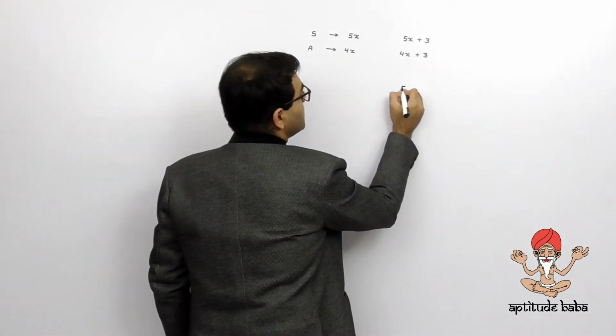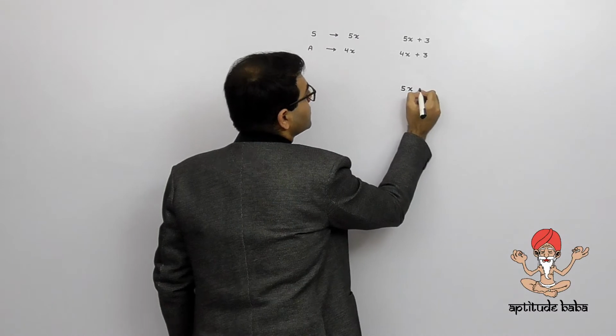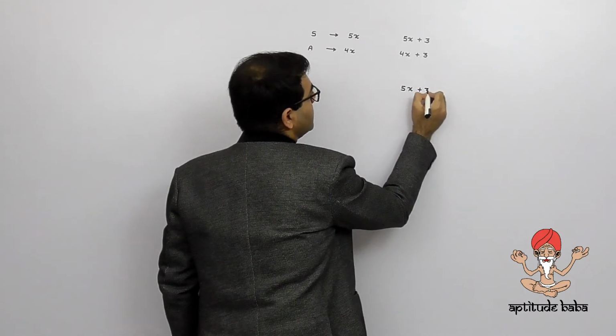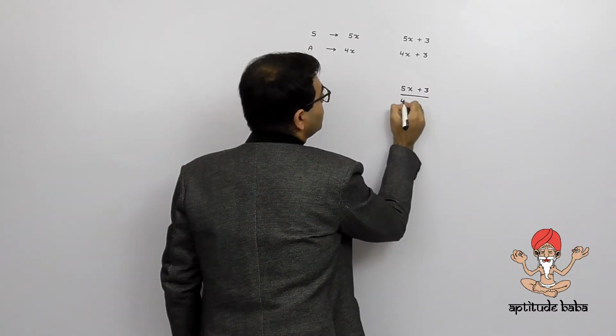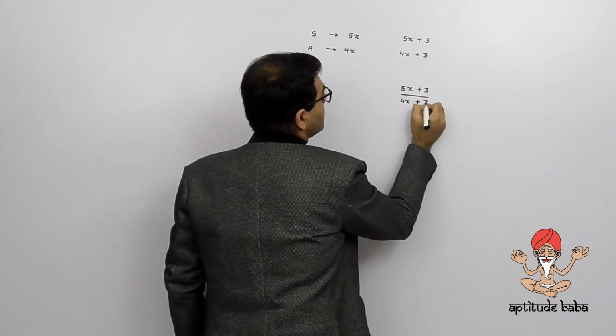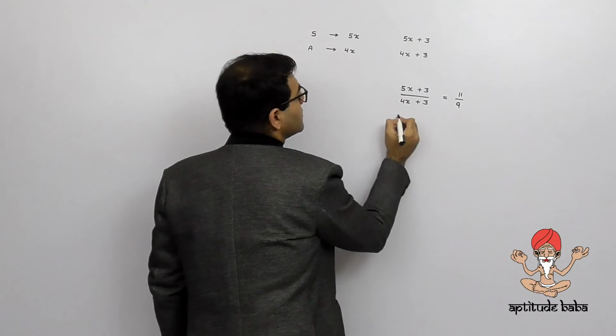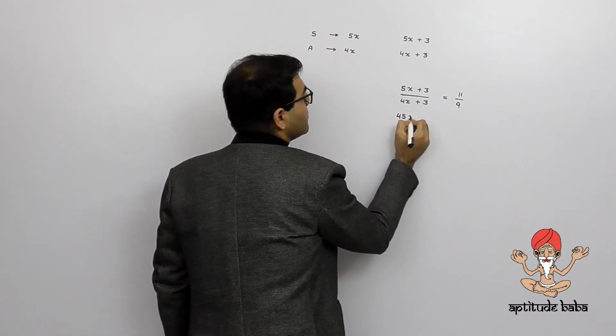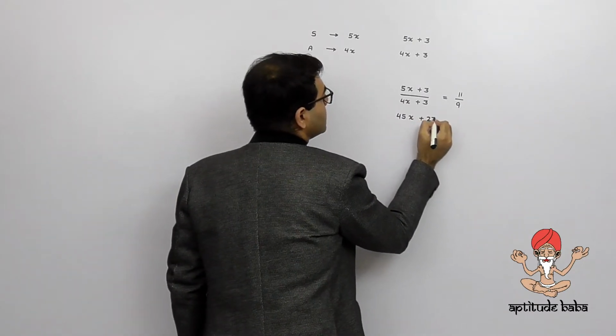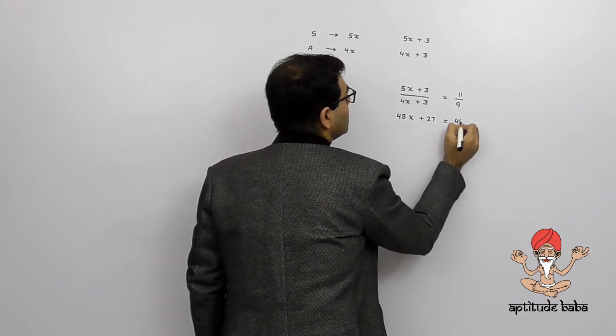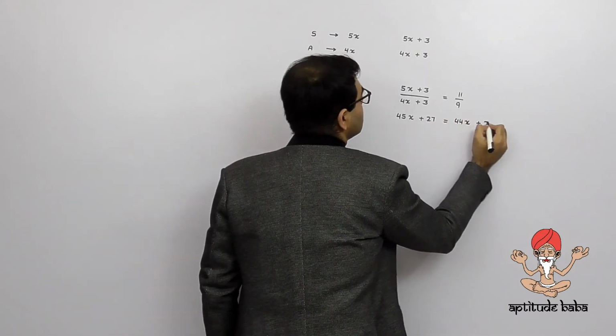So let us put these two values in ratio. So 5x plus 3 divided by 4x plus 3, this will be 11:9. Cross multiply कर लेते हैं. So what do we get here? 45x plus 27 is equals to 44x plus 33.